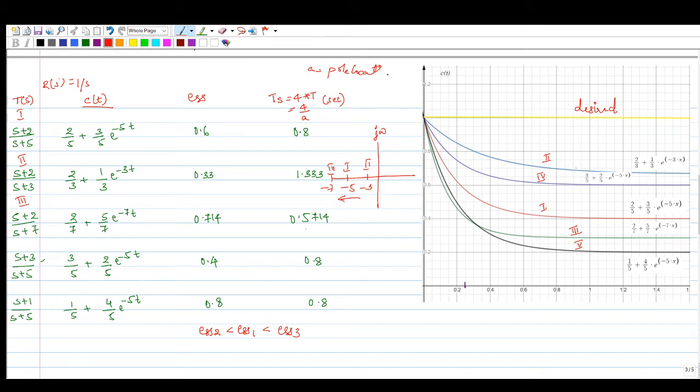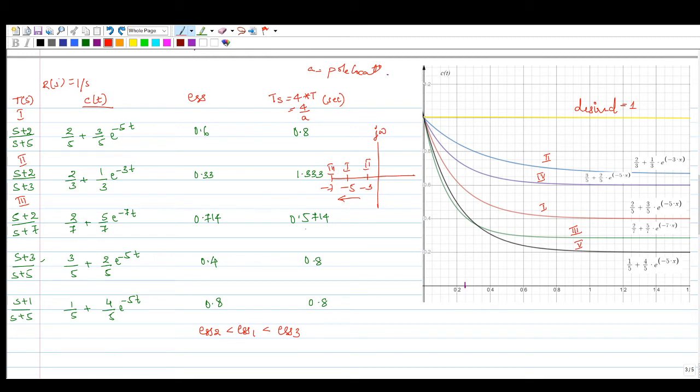For S equal to -3, you have this much steady state error. For S equal to -5, this is the total distance from this point. The yellow line is the desired input, which is equal to 1. For S equal to -5, this is the steady state error. And for S equal to -7, the steady state error is much higher comparatively. So that is the first inference we are making.